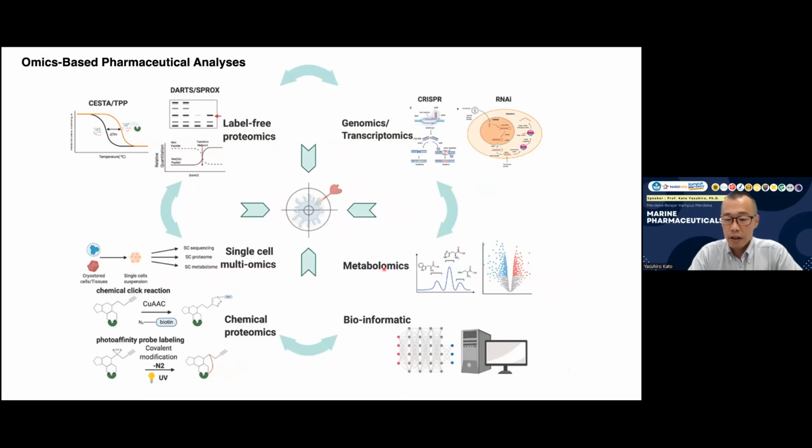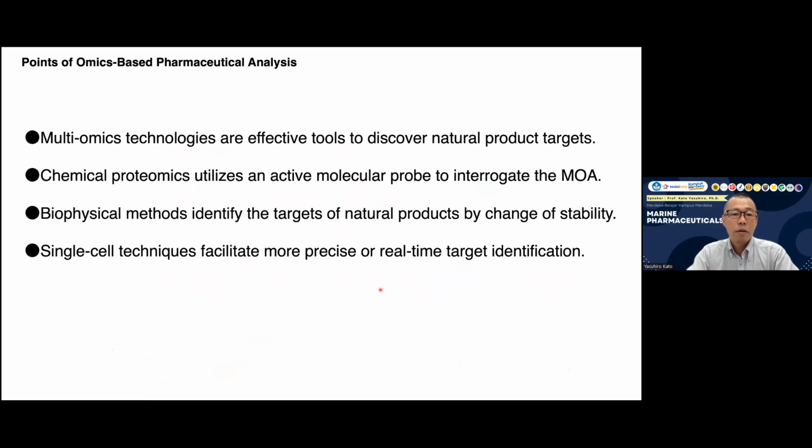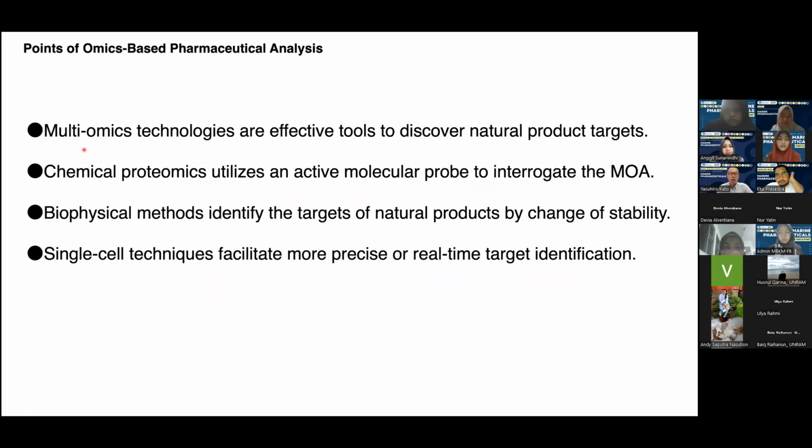But today, the point of omics-based analysis is that multi-omics technologies are effective tools for discovering natural product targets. Chemical proteomics utilizes activity-based molecular probes, integrated with MOA and biophysical methods, to identify targets of natural products through changes in stability. Single-cell techniques facilitate more real-time target identification. This is the point of omics-based pharmaceutical analysis. In my case, I focus on water fluidity, such as aquaporin inhibitors, which are very important. Some products reduce diseases such as neural disorders.